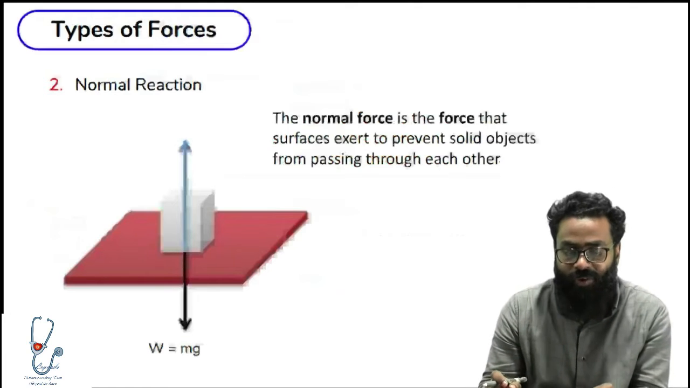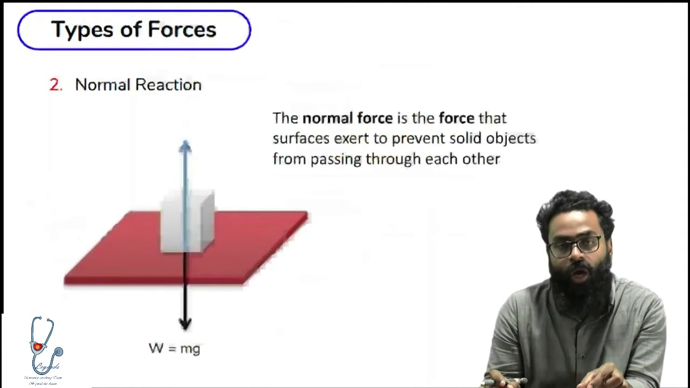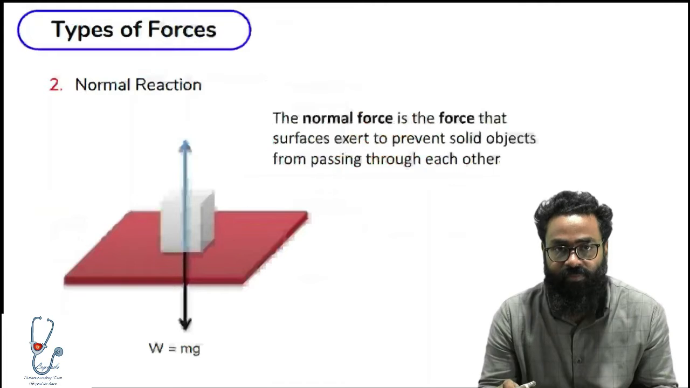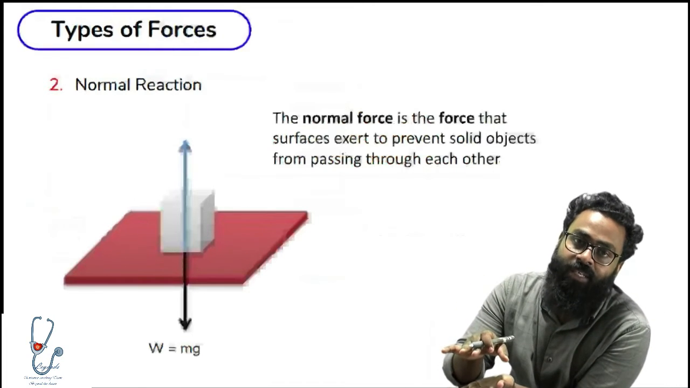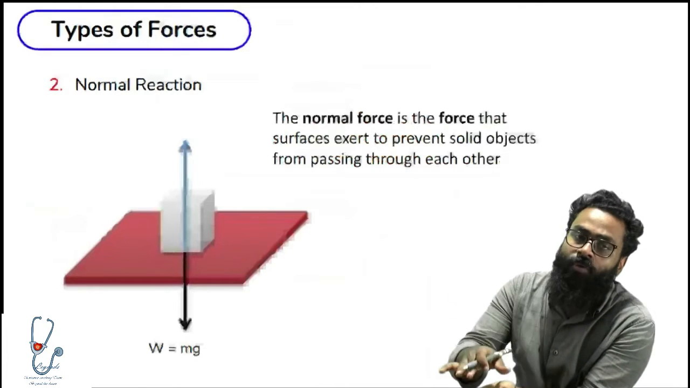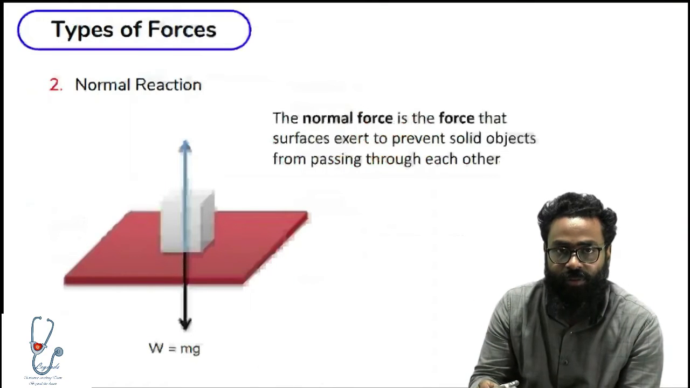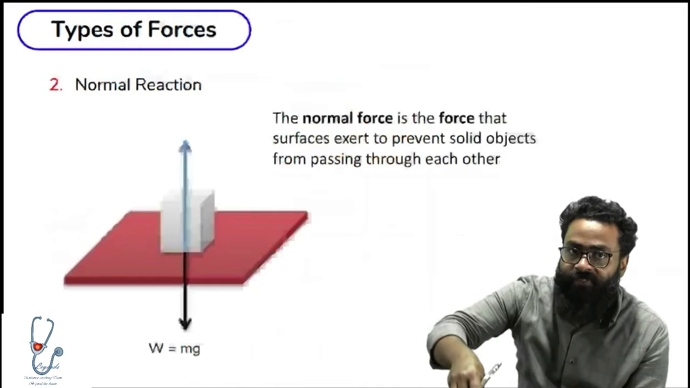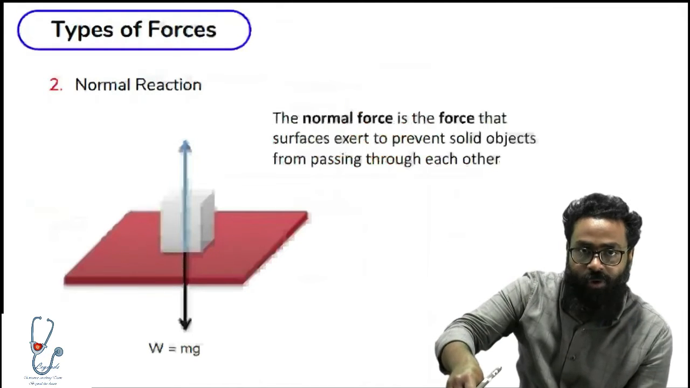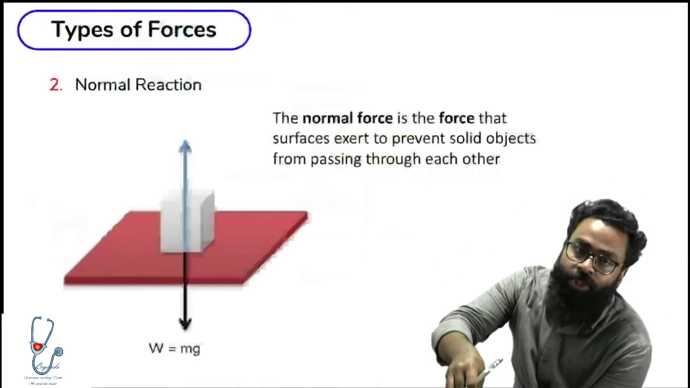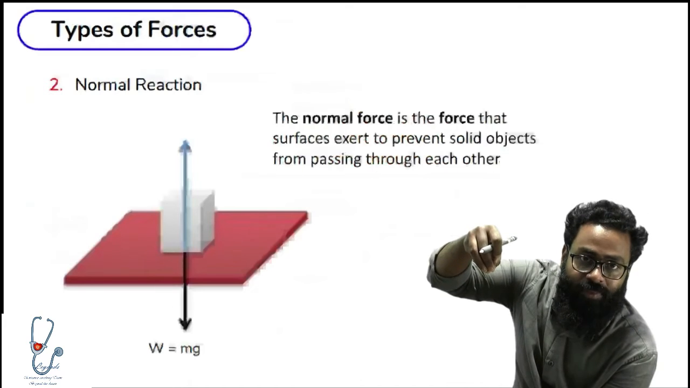Which means that we have two objects, an object placed on a plane. There will be two forces exerted. One will be the downward force, that is, we have already discussed that, the gravitational force. And in the opposite direction there will be a force, the normal force or the normal reaction, opposing the weight of the body. Clear that?